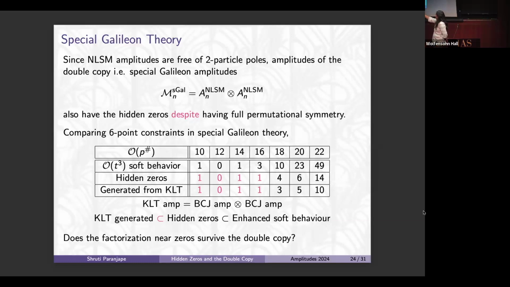And as you can see, this worked very well in these pink entries over here, but at p to the 18 or mass dimension 18, I have one term that's different. Okay, so this is not an identical condition, and again, KLT generated terms are much less than hidden zeros, less than enhanced soft behavior. I will say that this doesn't include the requirement that these amplitudes factorize correctly near the zeros. And so one possible thing to check would be whether adding factorization to your bootstrap actually changes this result in any way.